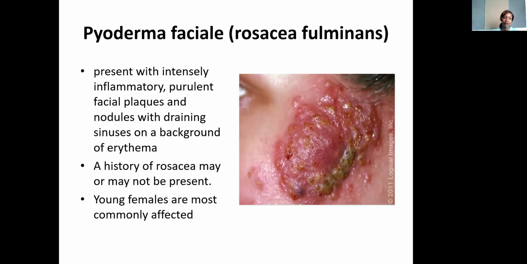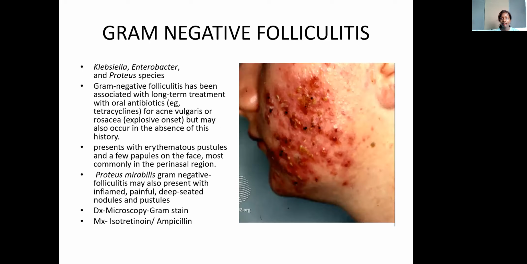Another condition to be aware of is pyoderma faciale or rosacea fulminans. These patients present with intensely inflammatory purulent facial plaques and nodules with draining sinuses on a background of erythema. A history of rosacea may or may not be present, and young females tend to be commonly affected. So we can appreciate that you can see this erythematous plaque that is raised with the studded pustules on it. But again, comedones tend to be lacking.